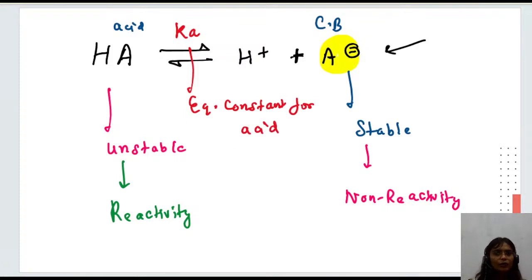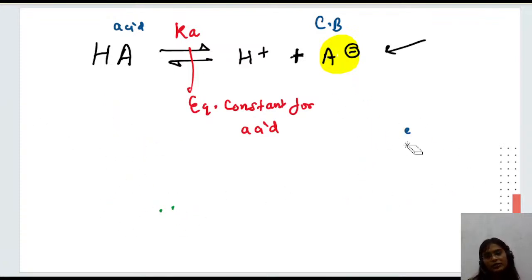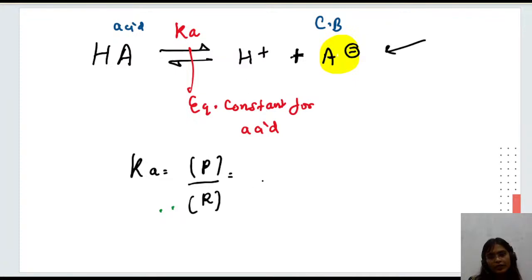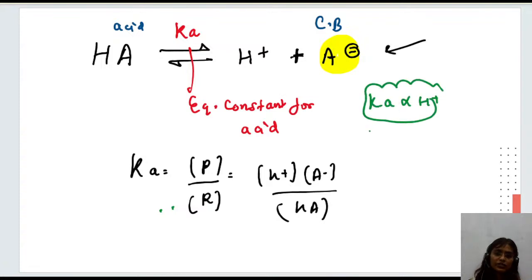Then how to write the Ka value? Wait for a while, I'm erasing this. Now you know very well that it's a simple chemical equilibrium topic, that K is equal to the product concentration divided by the reactant concentration. On the product side you will have H positive and A negative, divided by HA. Obviously we know that Ka is directly proportional to H positive, and more is the Ka value, higher will be the acidic strength.